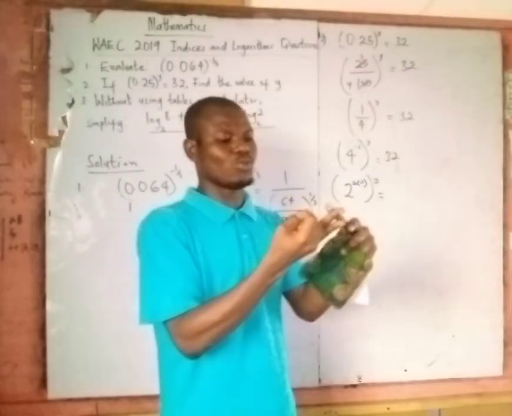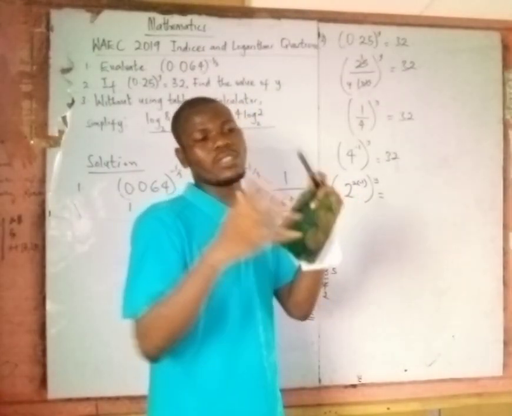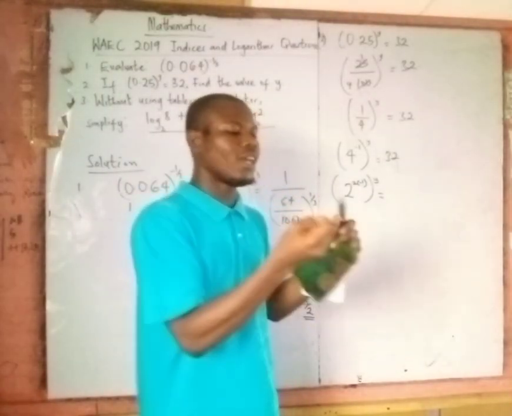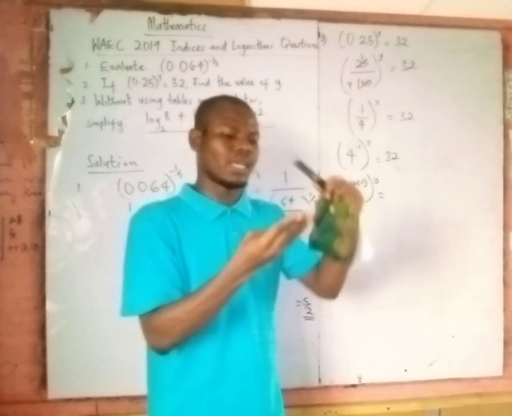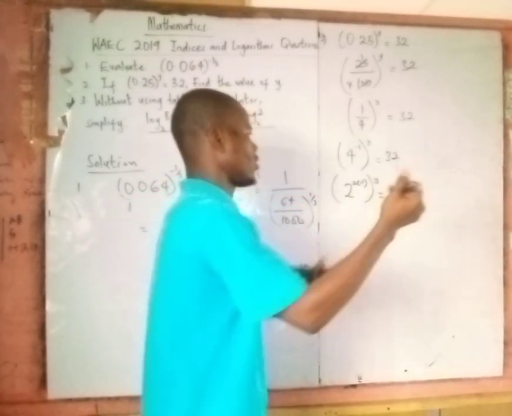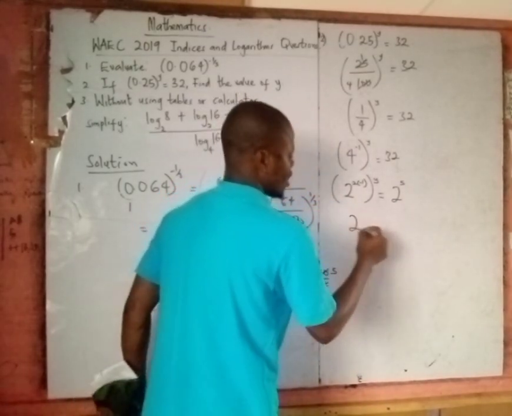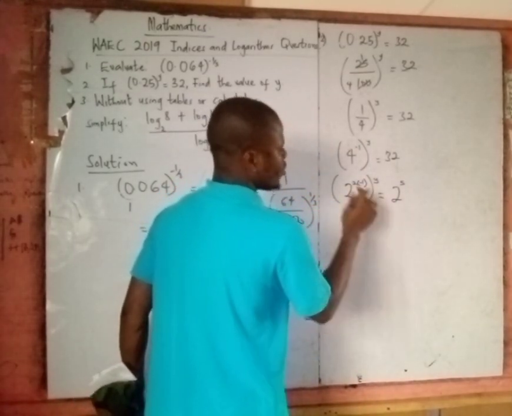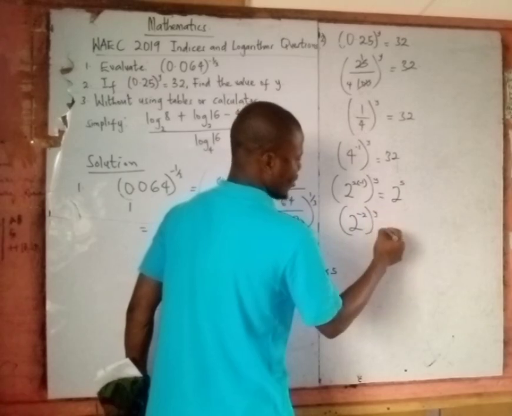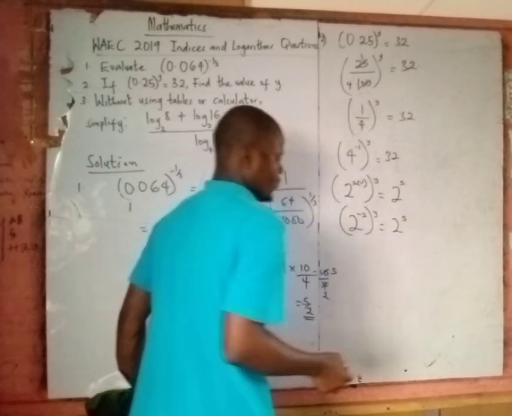For 32, that is 2 times 2 times 2 times 2 times 2, so 2 five times. 2 times 2 is 4, times 2 is 8, times 2 is 16, times 2 is 32. So 32 is 2 to the power 5. We multiply 2 by minus 1, giving minus 2. So we have 2 to the power minus 2, all to the power y, equals 2 to the power 5.